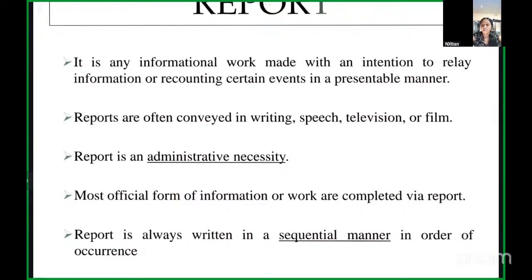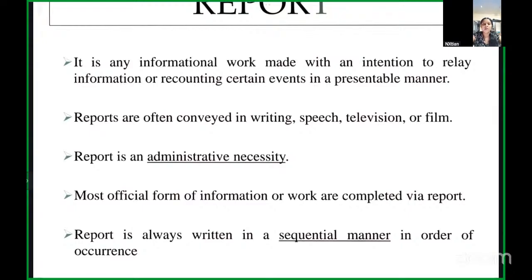For example, I give you a question: write a report on your Christmas celebration of 2025. So what you will do, you'll sit and recall what all you did in the Christmas celebration, and then write it down together. So that is recounting certain events that have already happened. Number one.